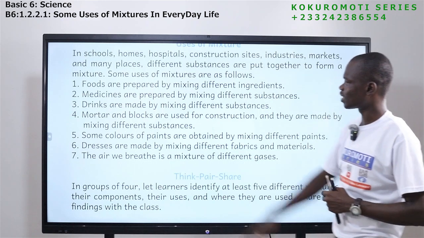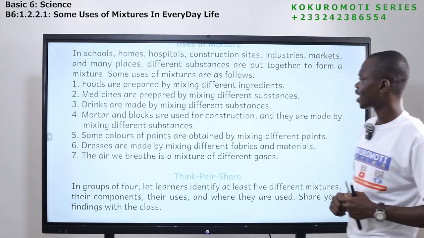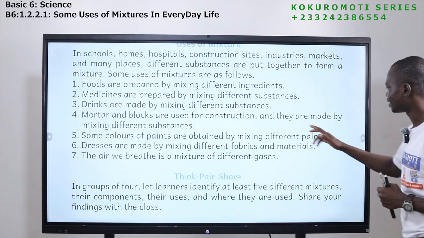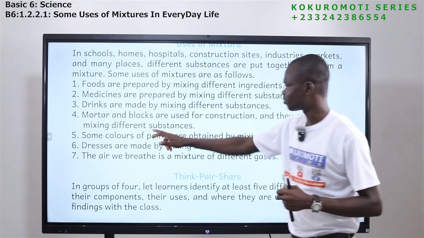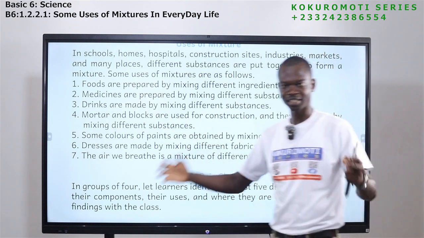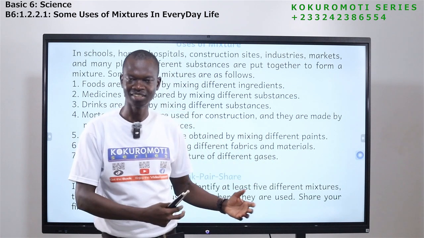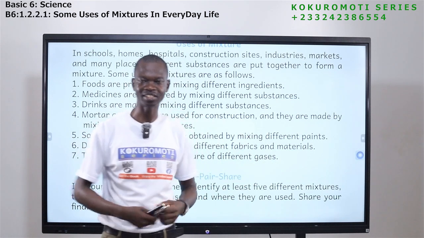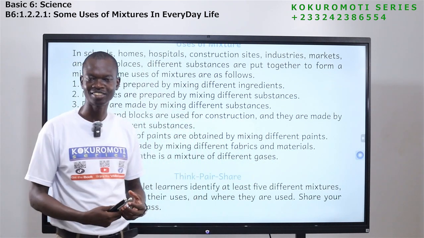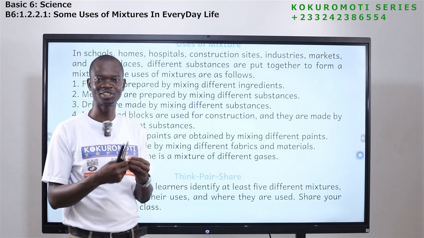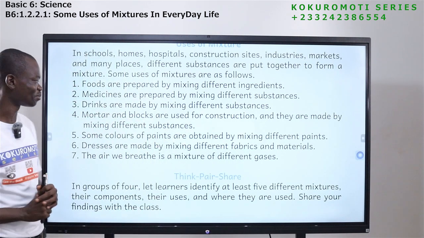Drinks. The next one is that mortar and blocks are used for construction, and they are made by mixing different substances. So if you want to build a house, you go and buy blocks. The blocks too, they use cement, they use sand, they use water. They mix them. So you see, mixture is very important.